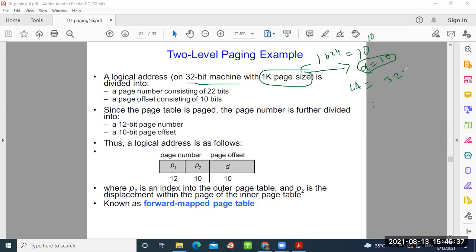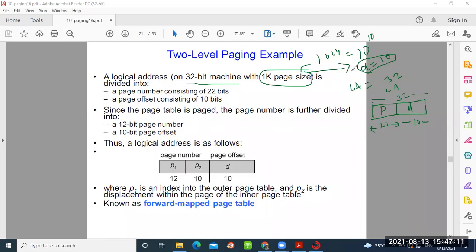If the offset address is 10 bits, we know that this logical address is divided into P and D. The whole total is 32 bits. How many bits are used for D? For D we have used 10 bits. Then how many bits will be used for P? For P we will use 22 bits. Fine. This is if we are using a single page table, a one-level page table. Okay.